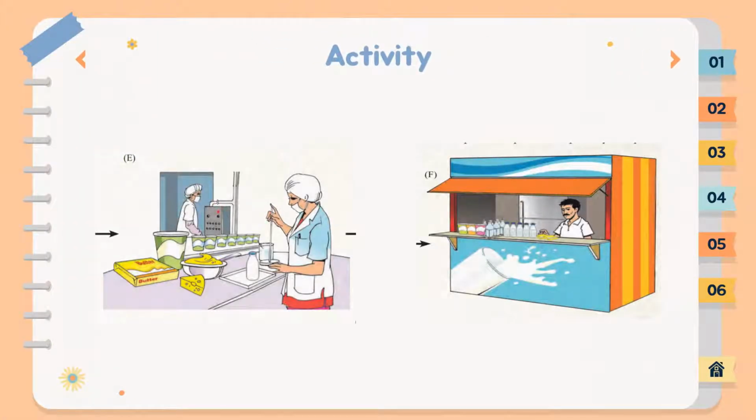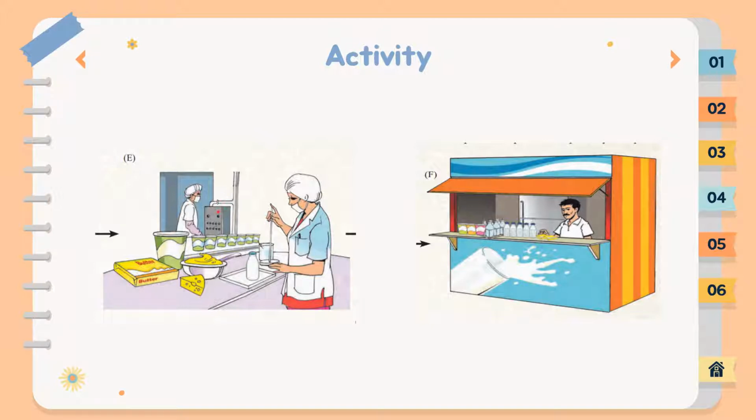Well, students, which products are seen in picture E? From what have these products been made? You can see curd, ghee, butter, cheese, and Shrikhand are the different products in picture E, and these products have been made from milk. What else is happening in picture E? We can also see a person testing the quality of the prepared milk products.